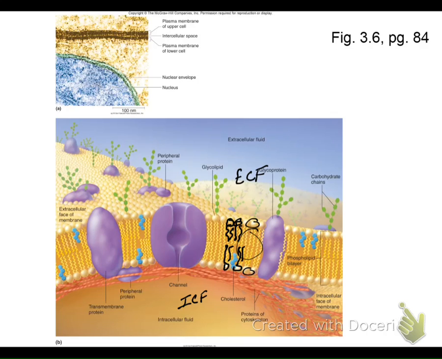Now, the majority of the molecules are phospholipids, but again, we have proteins. What are these little things right here? Specific, very unique, four-ringed structure.